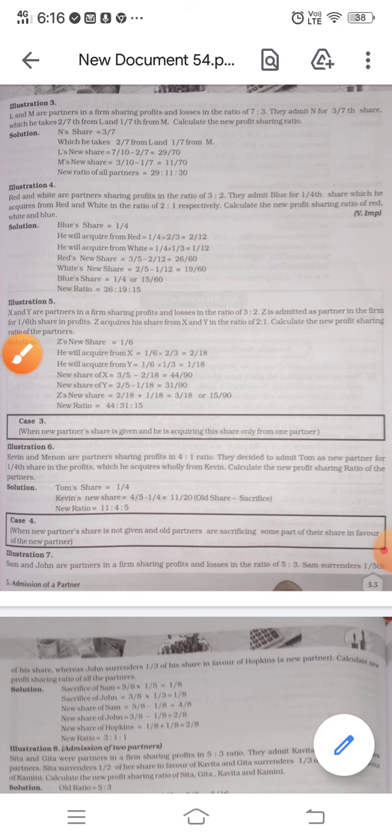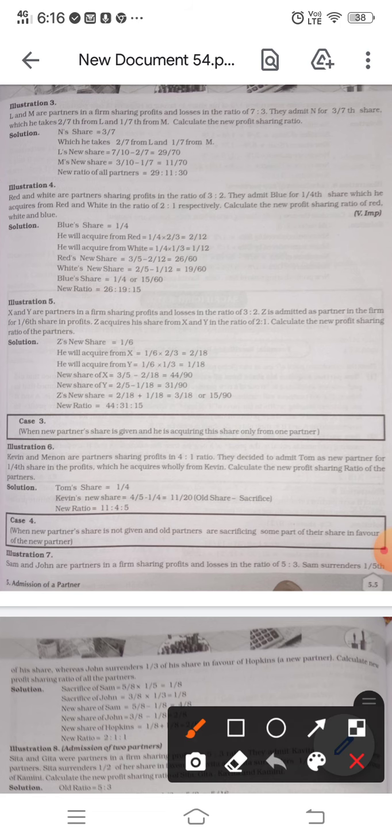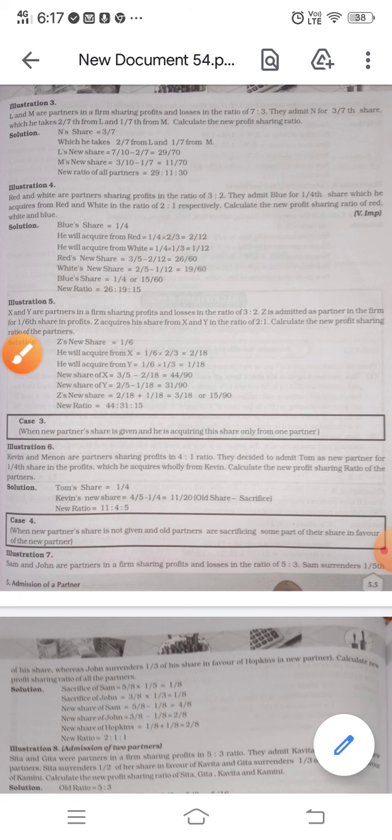Next, see the sum. There are two partners. Old profit sharing is 3:2. Z is the new partner, and his share of profit is 1/6. Z acquires his share from X and Y in the ratio of 2:1. It's the same sum, a very important sum. So do it on the same model as a homework sum. The next one is, we are going to see case 3.